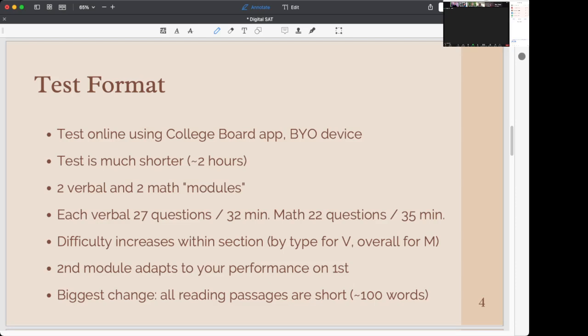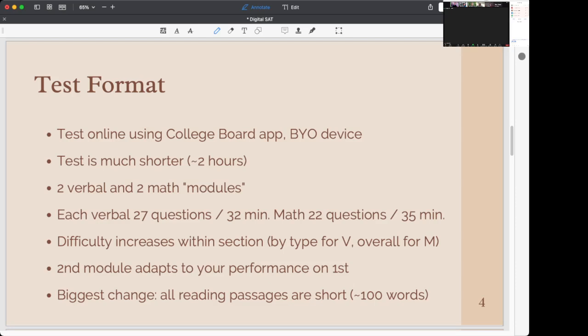The difficulty within a section increases as you go by type of question for verbal. That means if you get 5 of a certain question type interspersed throughout the verbal sections, those questions will get harder within that question type as you go. And then for math, it just gets harder overall as you go.